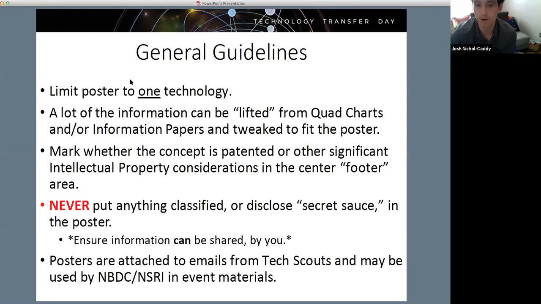So again, posters are attached, like the quad charts and the information papers, to the emails from the tech scouts, and they're publicly disclosed information. So hopefully we shouldn't be sharing any secret sauce, but in case there's an example or subsequent presentations that may use the quad chart or something, just know that I don't think NVDC will, but NSRI may use that for other event materials.